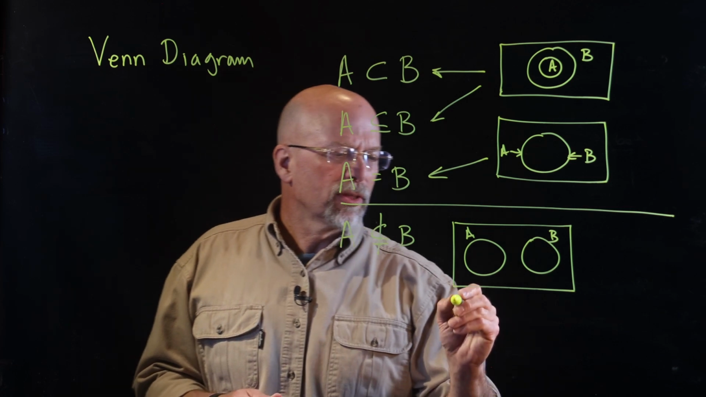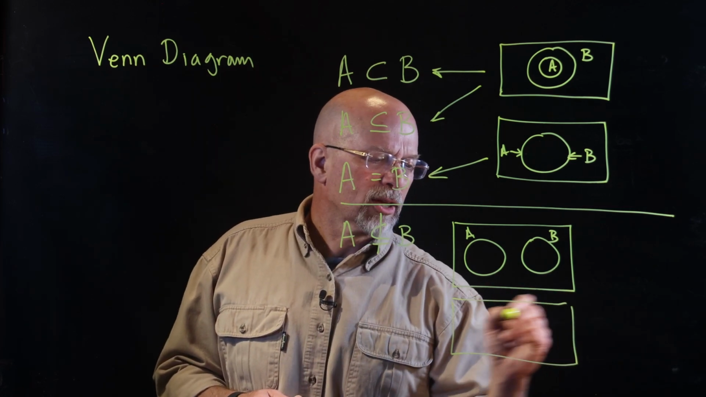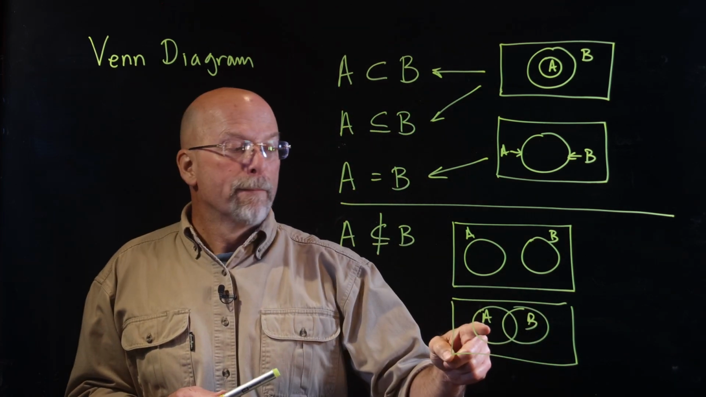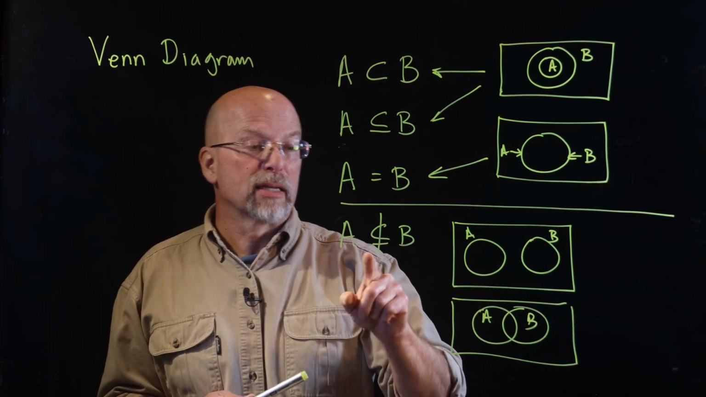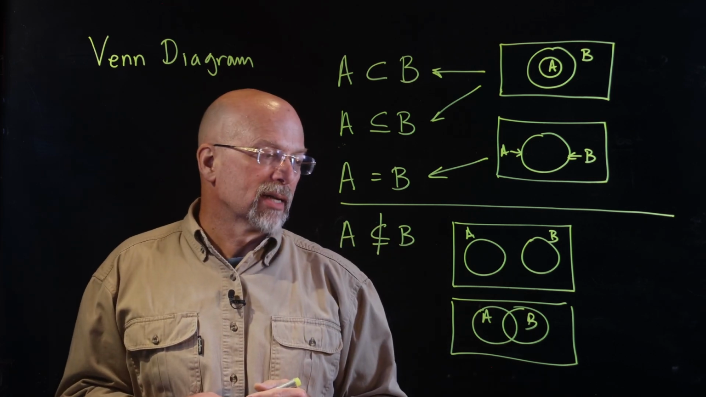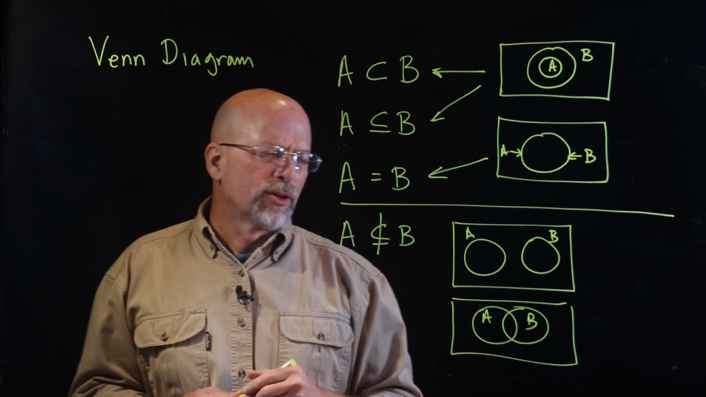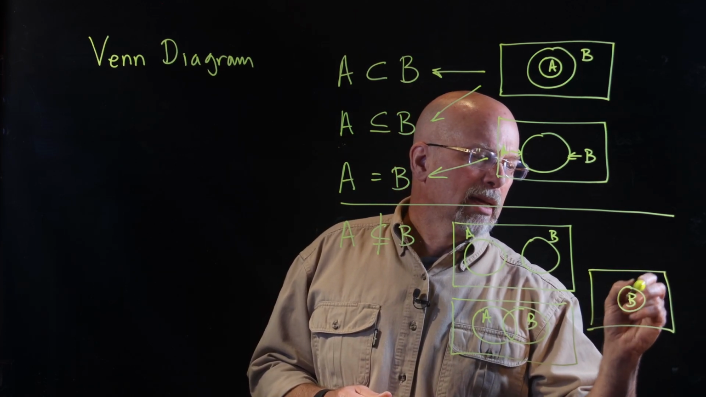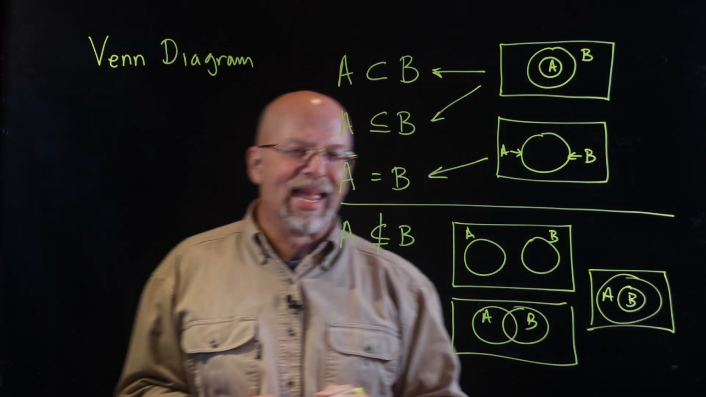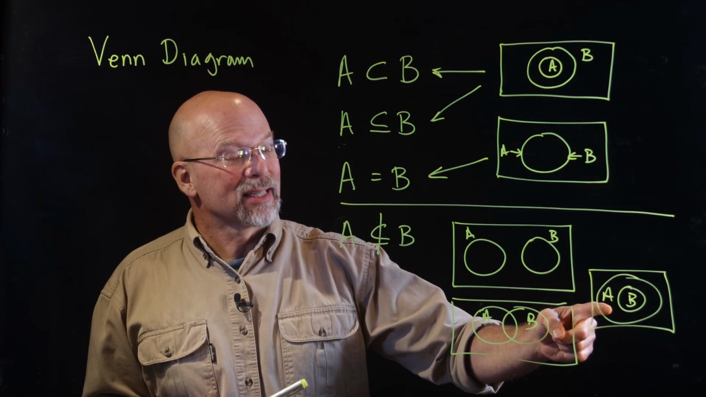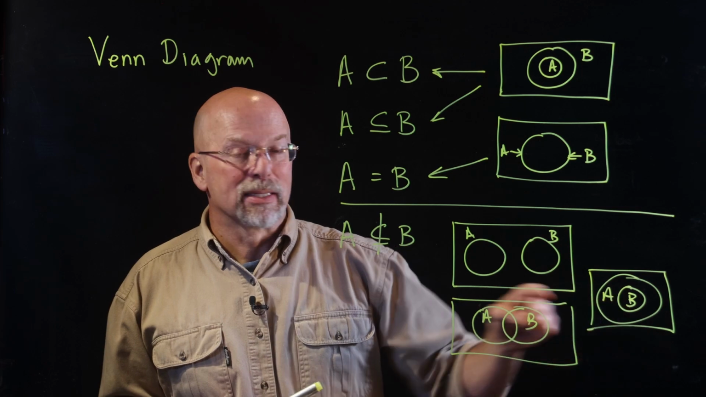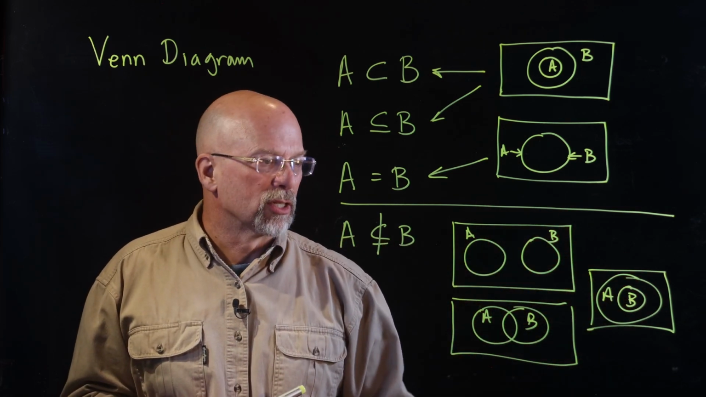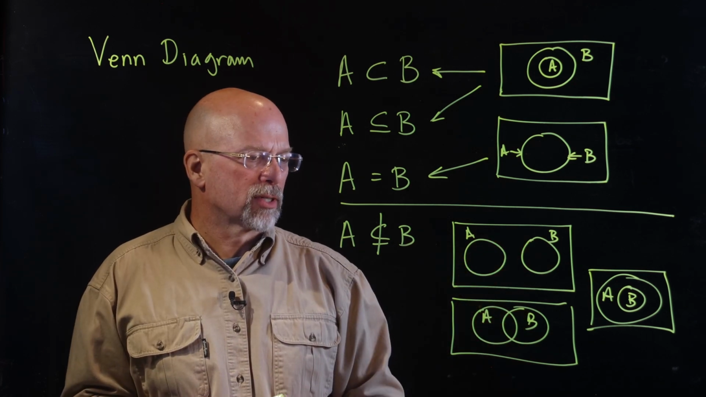But it is possible that they share some elements. So I could have that A and B do share some elements, but there are some elements of A that are not contained in B. Once again, this means that A is not a subset of B. There's a third way this could happen, though. That third way would be that B is actually a subset of A. So in this case, A is not a subset of B, but B is a subset of A. All three of those are possible representations for A is not a subset of B.